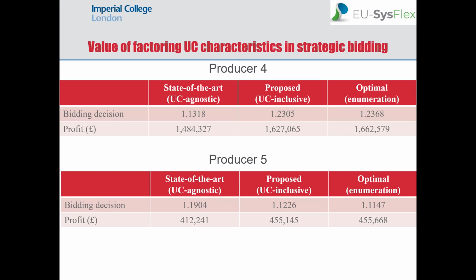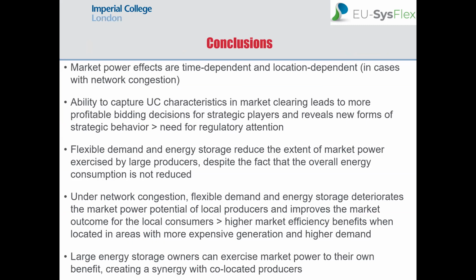So concluding this, some of the key messages: market power effects are both time dependent but also location dependent in case of network congestion. The ability to capture unit commitment characteristics can increase the market power potential of a strategic player, and this needs regulatory attention. And finally, flexible demand and energy storage can overall reduce market power effects, and these benefits are location dependent in cases of network congestion.